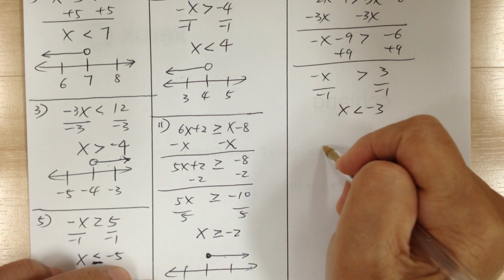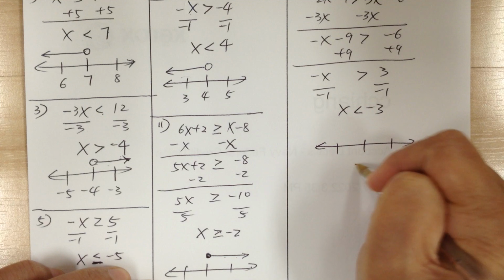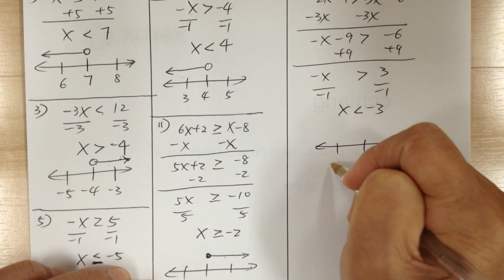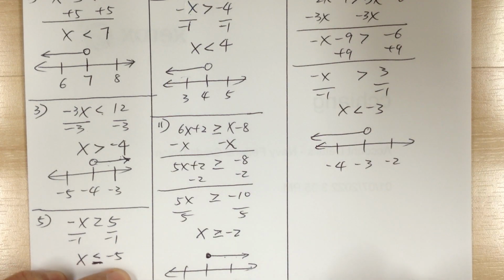Okay, and then when you graph, so negative 3, this would be negative 2, negative 4, and your graph would be like this. Okay.